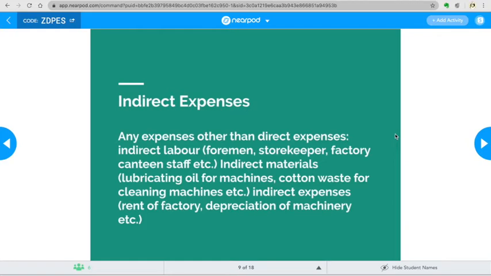Then indirect materials, lubricating oils for the machines, because this lubricating oil is used on all the machines. It's not for a specific machine or something like that. And these machines are producing various products, so you cannot directly attribute it to one particular product. That's the key point here. You should be able to directly attribute it.